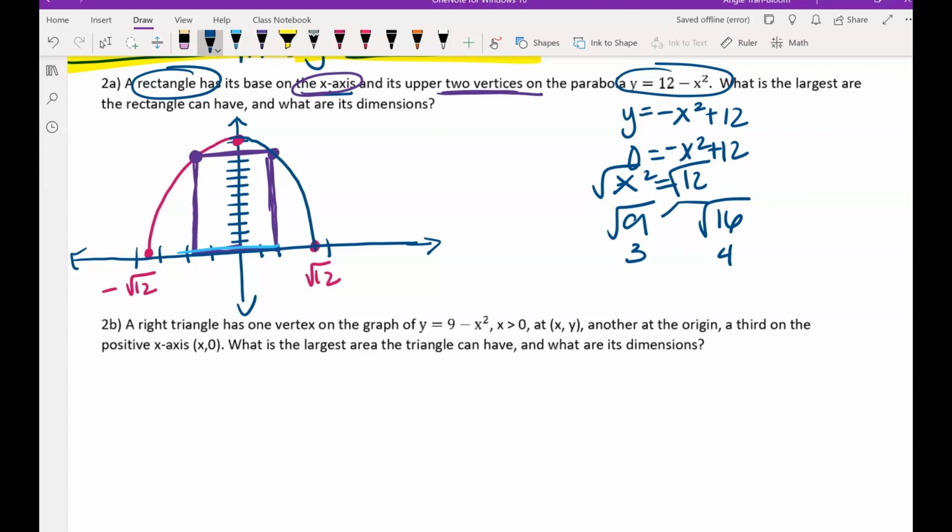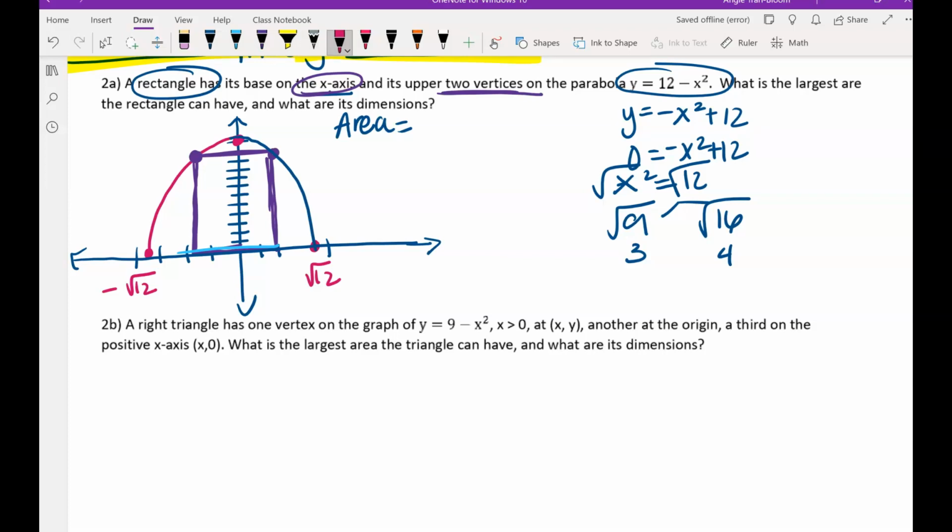What is the largest area of the rectangle and its dimensions? So very similar to example 1. I'm going to do it the same way. Okay, so area is going to be base times height, which is going to be, well, let's look at the base really quickly, y'all.